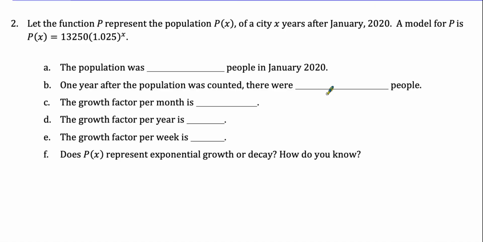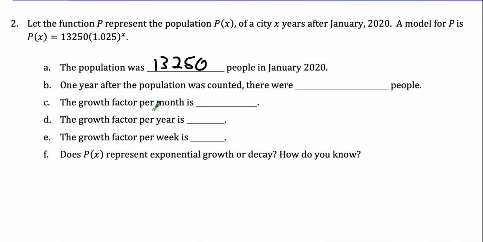All right, on number two, we have a function p representing the population of a city x years after 2020. So x, my exponent, is in years. Now, just by looking at this function, this part A is asking what is the initial population, right? January 2020 is when we are starting. Well, just by looking at the function right here, I see the initial population was 13,250.